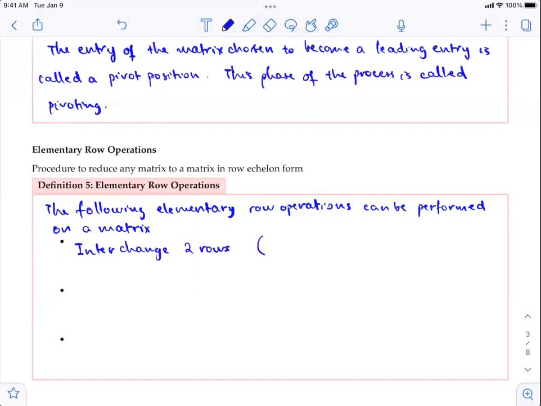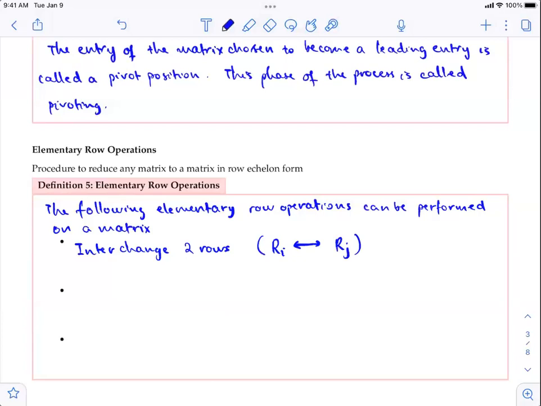Okay, so the first operation is to interchange two rows. Now, if I have row I and row J, for any I and any J for that matter, the notation I'm going to write is R sub I. R stands for row, I is the number of the ith row of the matrix, and I interchange that with row J. So that is the first elementary row operation that you can perform on the matrix.